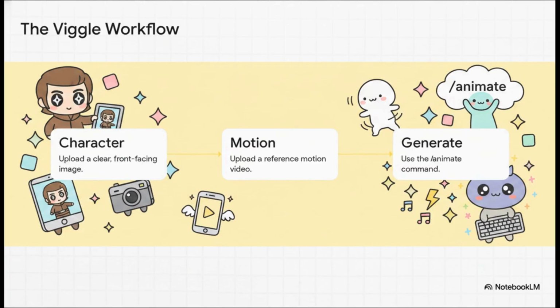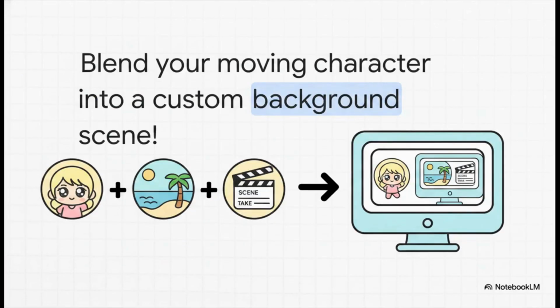Step 2, upload a reference motion video. A clean, 5-second clip of a single person dancing in a well-lit room works best here. And step 3, just hit generate using the /animate command. The AI analyzes the motion, maps it seamlessly to Paul Atreides, and boom, suddenly he is performing the latest TikTok dance trend.